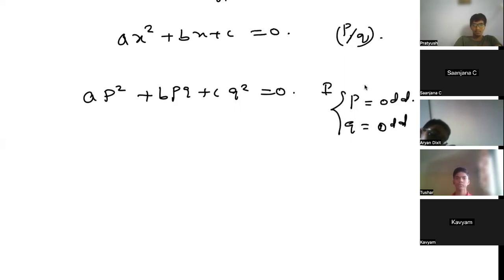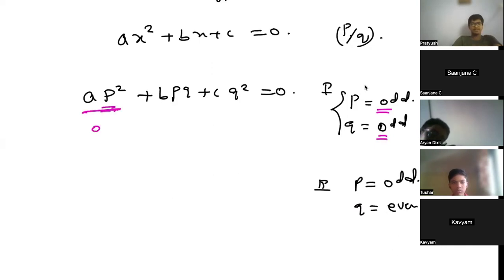And a, b, c are odd, right? So if p is odd and q is odd, then each term is odd, since odd into odd is an odd number. The sum of three odd numbers is equal to 0. Is this possible? No. It means no solution for this, because if we take two odd terms, their sum becomes even and the third must be even, else it is not possible.